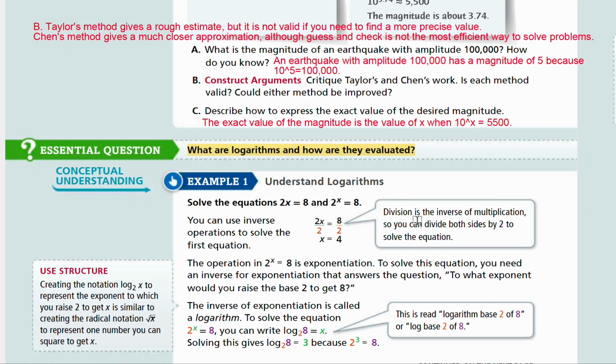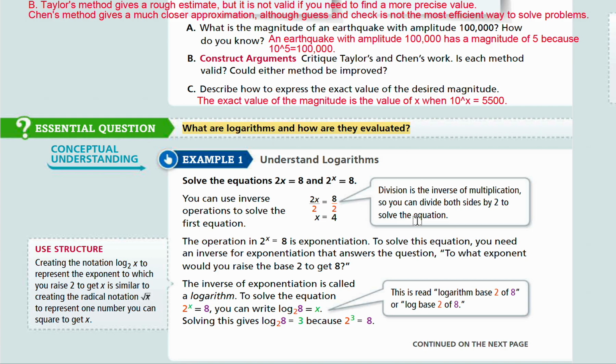Example 1, understand logarithms. Solve the equations 2x equals 8 and 2 to the power of x equals 8. So for 2x equals 8, it's pretty easy. You can just use the inverse operation, divide by 2 to isolate x, right? And same thing for 2 to the power of x. Power is the inverse operation of log.